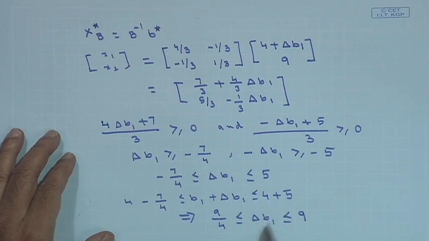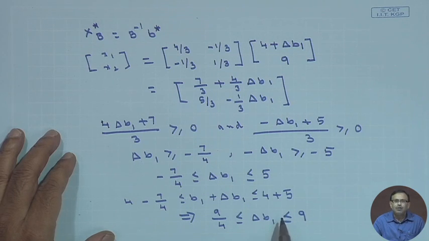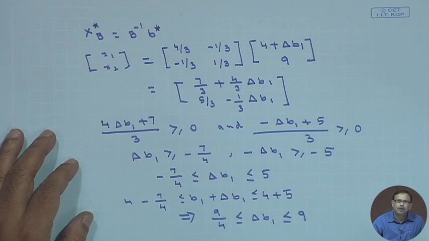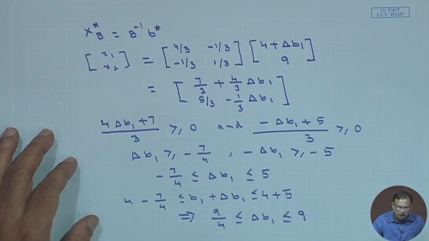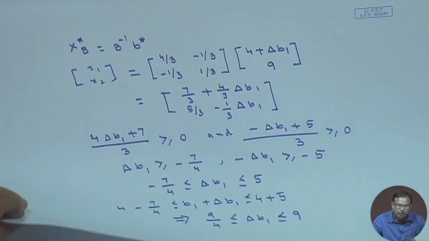So, from here it is quite clear that since the range is 9 by 4 to 9, if the value of the first resource B1 is increased from 4 units to a maximum limit of 9 units, then the optimal solution will remain the same, there will be no change. So, for the first resource, from the original value 4, if we increase it up to 9, there will be no change in the optimal solution.